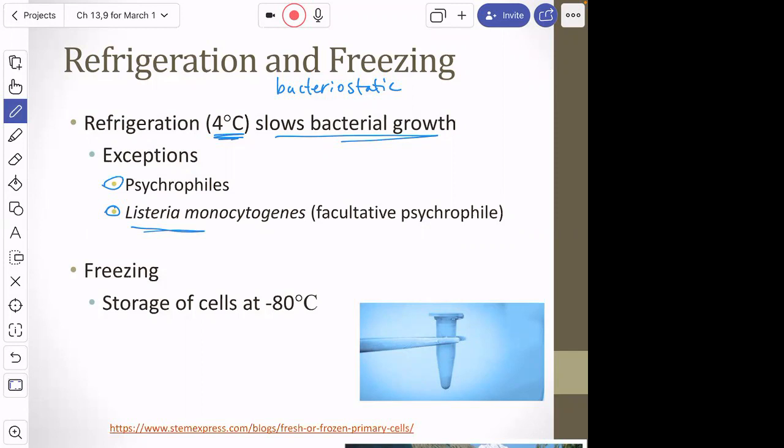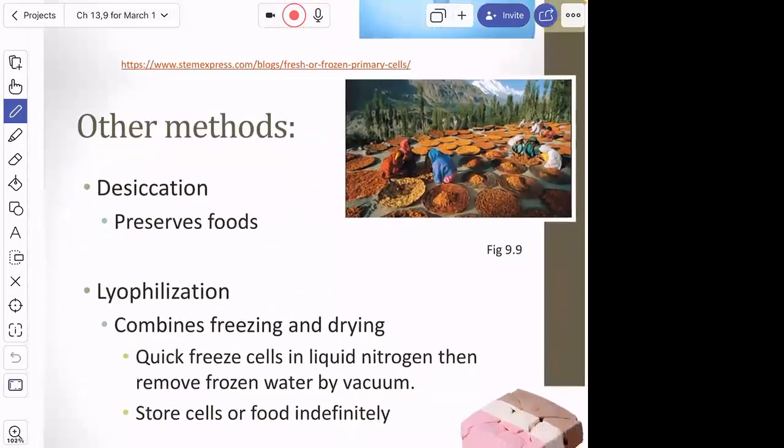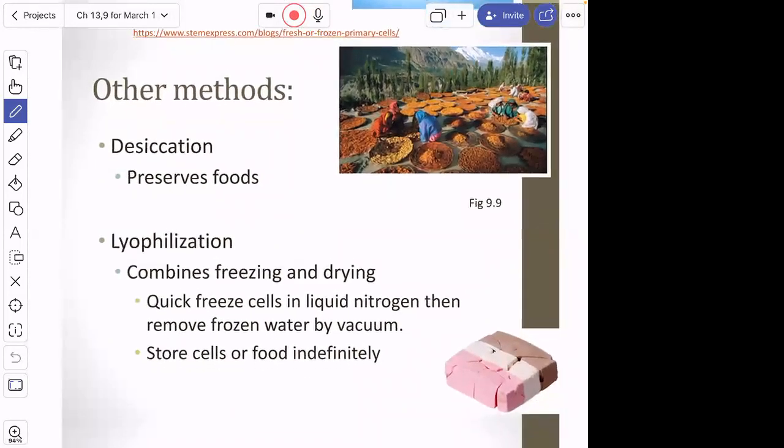If we want to store cells indefinitely, we'll often store them at minus 80 degrees Celsius, kind of long-term storage. And then when we thaw them out, not all of them are viable, but typically enough of them are viable to be able to start that culture again. So cold temperatures are good for storing cells, not necessarily killing them.